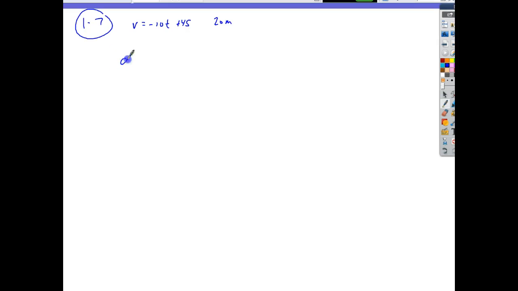The derivative with respect to time of velocity is equal to acceleration. Therefore, I take a look at this. The power is 1. Throw the 1 out in front. 1 gives me negative 10. All right? And then this is t to the 0. 0 makes that 0, so plus 0. So this is negative 10 meters per second squared. So far, so good?